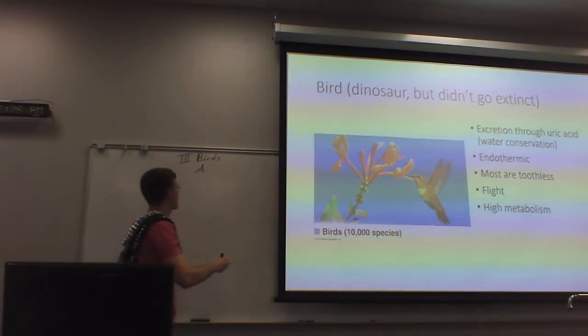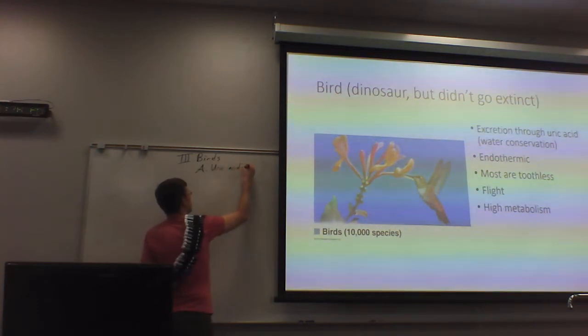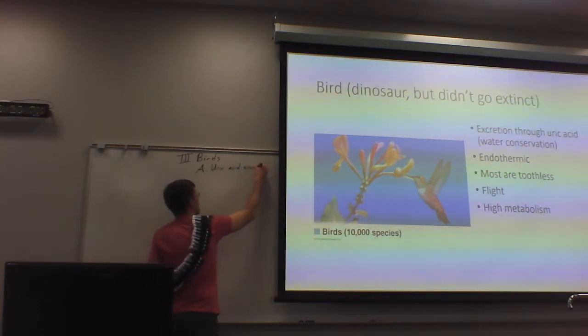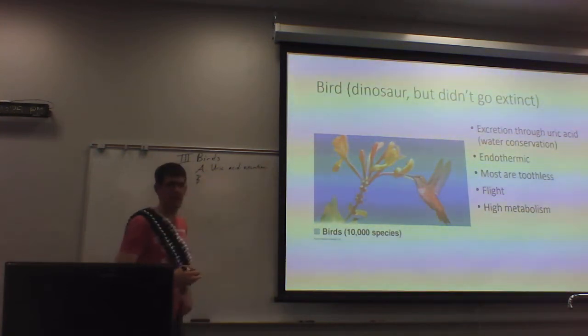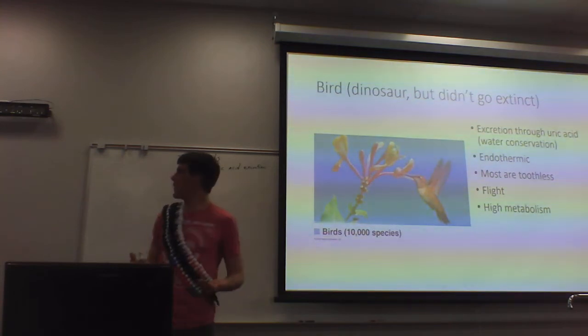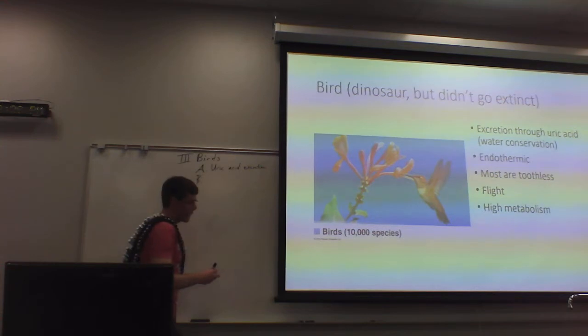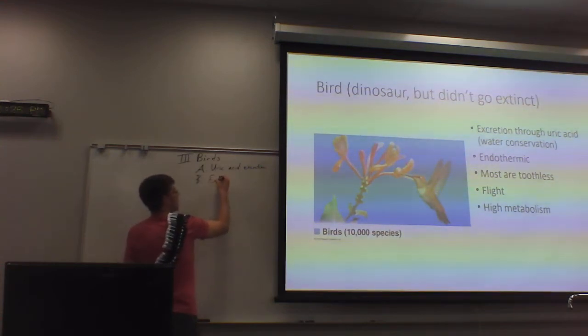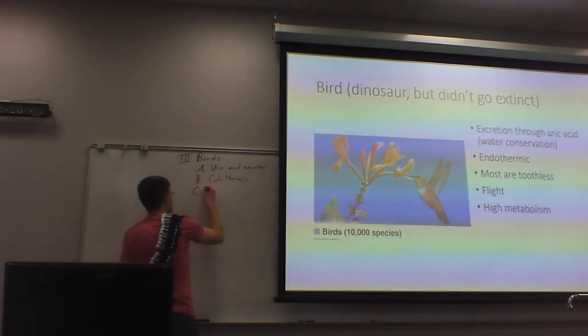So they've got uric acid excretion. It's highly water efficient. In fact, this is one of those adaptations to living in a xeric environment, a desert environment, living with desiccation, that uric acid is highly efficient for excretion. Good way of getting rid of excess nitrogen. Insects use it too. These organisms are endotherms, mostly toothless.